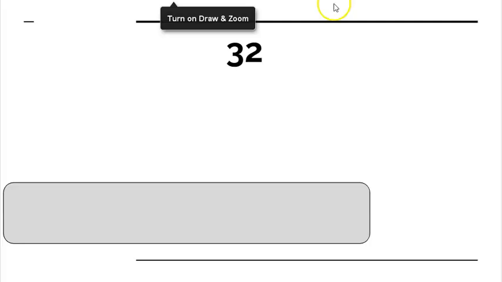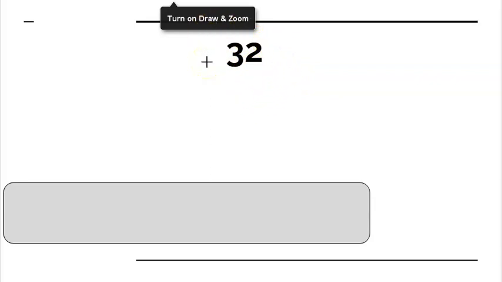Okay, so I have my number here. I need to think in my head, what number is that? I see 3 tens. I know that's 30 and 2 ones. This would be the number 32. Okay, I've identified my number. This is the number 32.